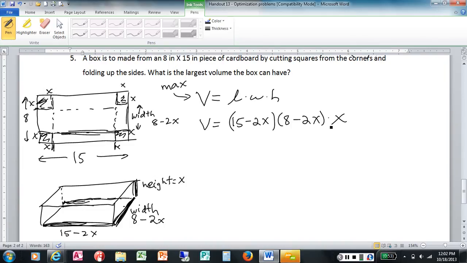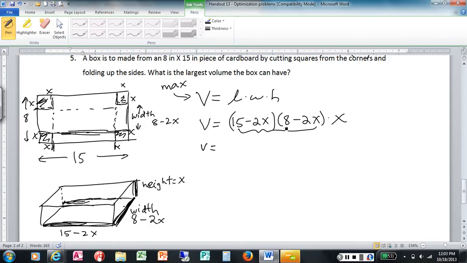Now this one, unlike the other one, we're good to go, more or less, because this one's only in terms of x. There's not a y, a second variable involved. So I want to maximize it, so I want to find the derivative and set it to 0. Well, a couple ways we could go with that. If I leave it like this, I'd have to use the product rule a couple of times, right? So let's go ahead and multiply the volume out.